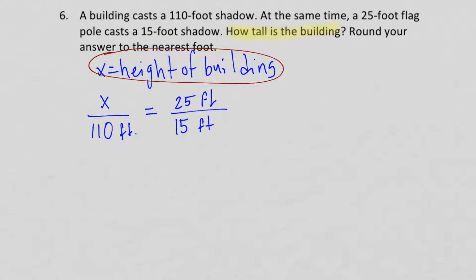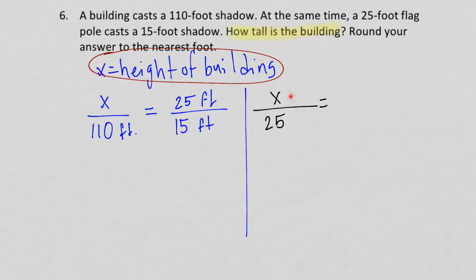Okay, before I finish it, I want to show you guys what the other form would look like. What if somebody instead chose to say height of the building over shadow of the building? What's the shadow of the building? 110. Oh, I already did that. Height of the building over height of the flagpole, which is 25. That's also allowed. You could do that. This is the height of the building, the height of the flagpole. Both are heights, so I can put them together. Over here, what I did is the height of the building and the shadow of the building. Both are about the building, so I can put them together, right? It works out that way.